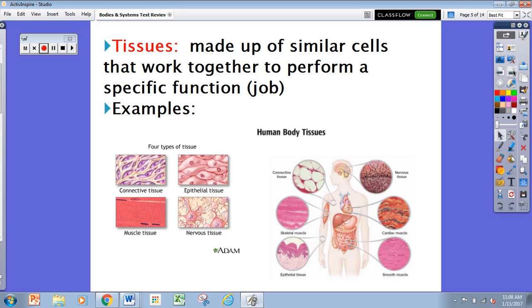So, like in this picture over here, nervous tissue is made up of a bunch of nerve cells. So, a group of nerve cells together make nerve tissue. A group of cardiac muscle cells make cardiac muscle tissue. A group of skin cells make skin tissue, and so on.